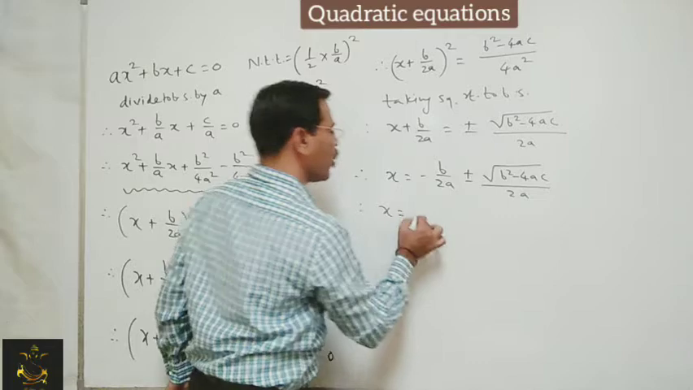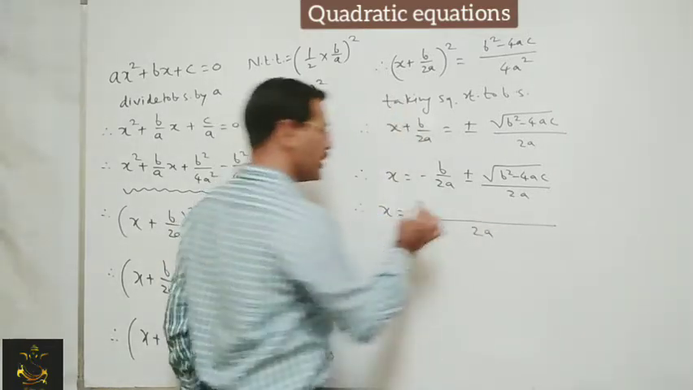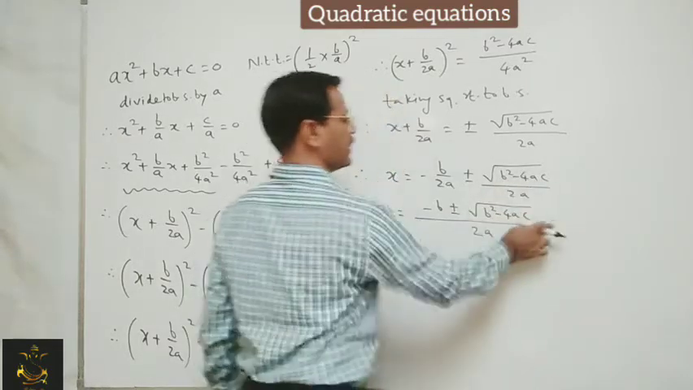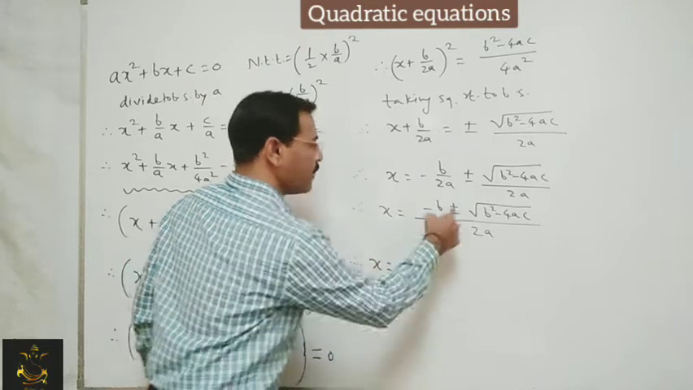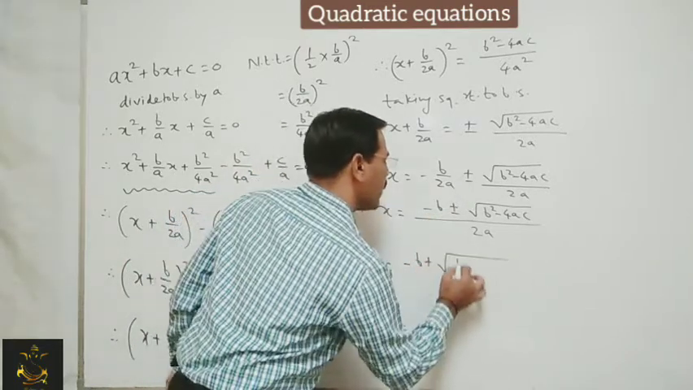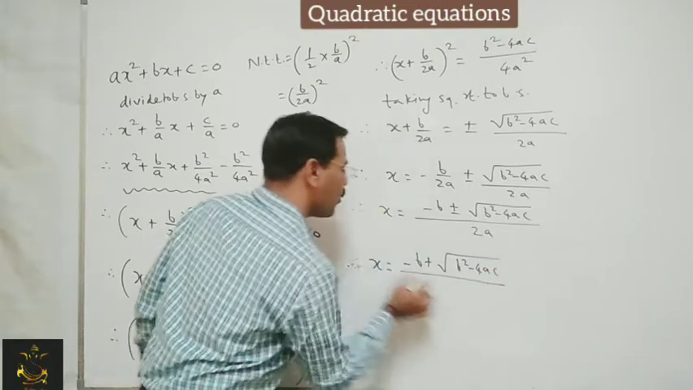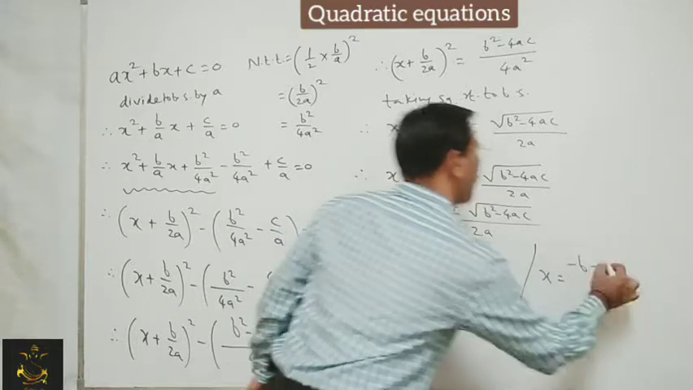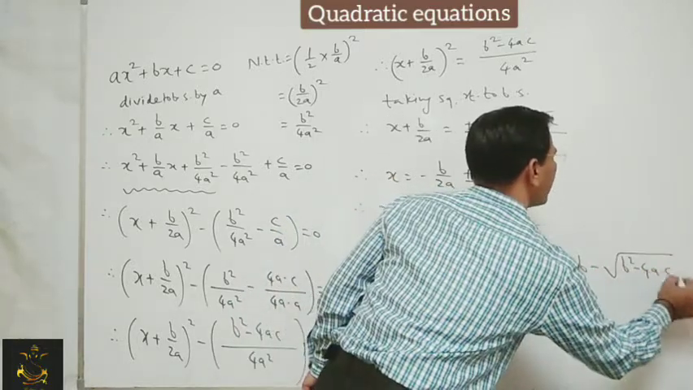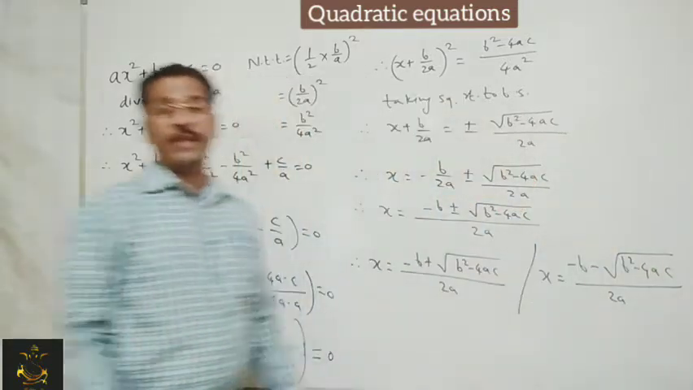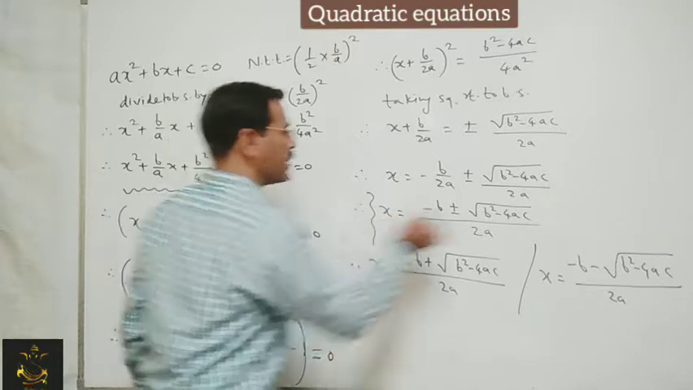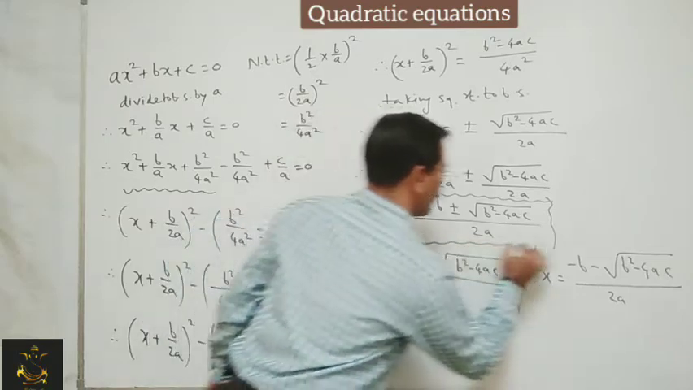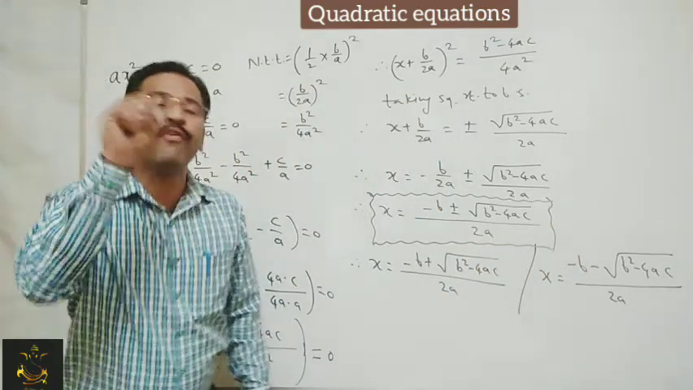If you observe here, the denominator is the same. Just once only: minus b plus or minus under root b square minus 4ac. Now the procedure is what? x equal to minus b plus under root b square minus 4ac upon 2a, or x equal to minus b minus under root b square minus 4ac upon 2a. So friends, this is the formula to find the solutions of a quadratic equation by the formula method.